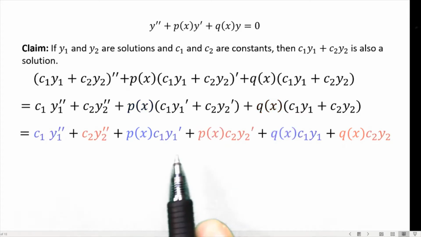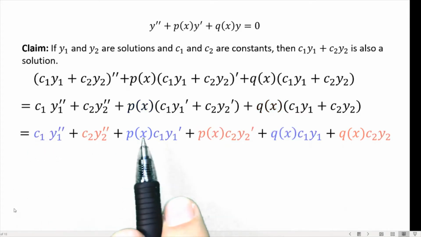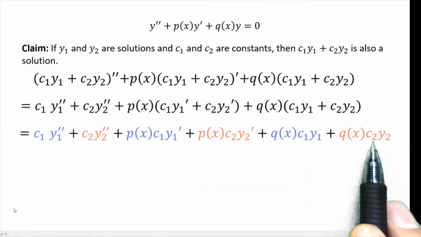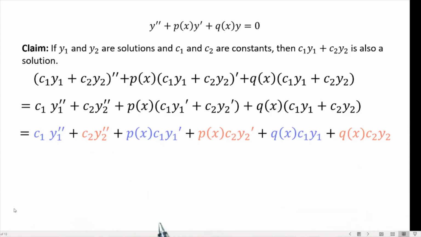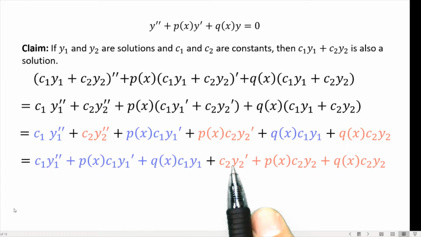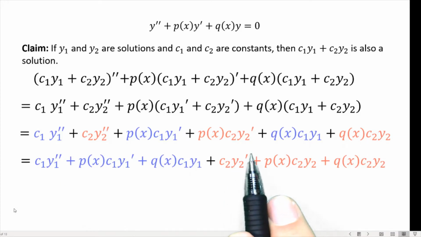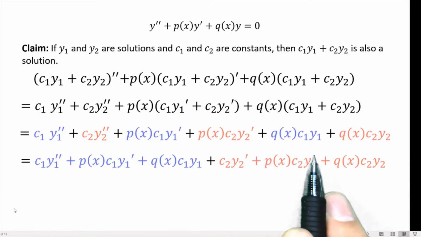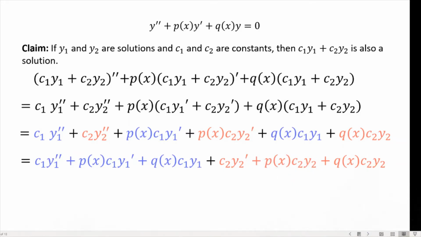We're going to focus on the y1s, which I have in blue, and the y2s, which I have in red. Let's group those together and just rearrange terms. So I have the y1s over here, and the y2s... Oh, I'm missing a derivative here. This should be a second derivative, and this should be a first derivative. I thought I fixed this on the slide. Hopefully that fixes in a second.